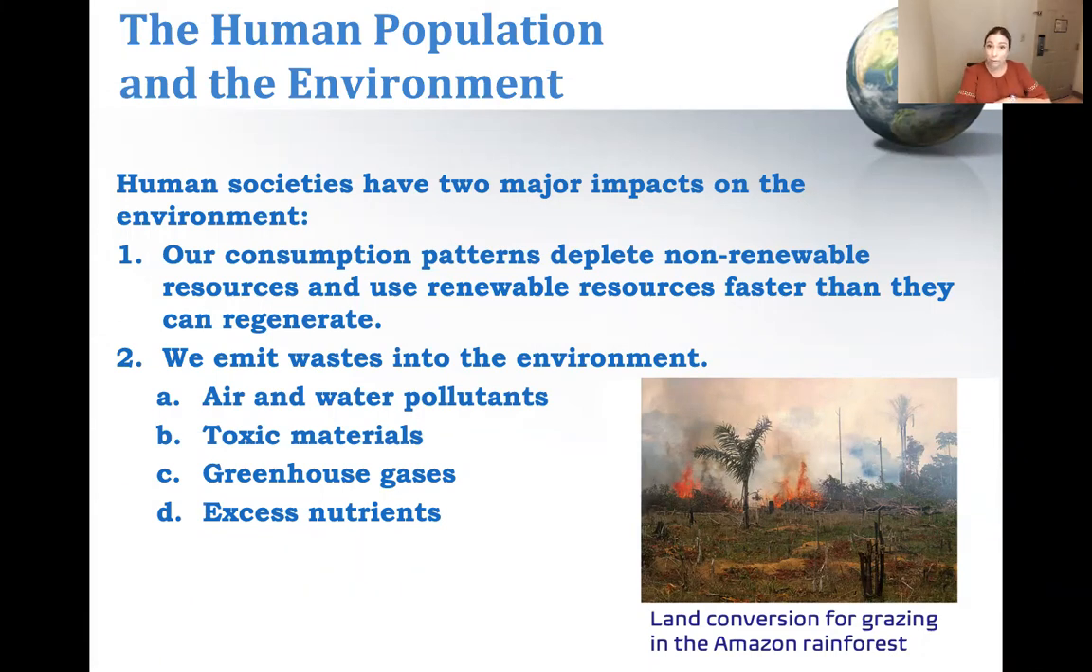Greenhouse gases, right? This is waste. And when we talk about climate change, you will see that there are more greenhouse gases than just carbon dioxide. But carbon dioxide is released into our environment when we do things like burn coal for energy. And then finally, excess nutrients.